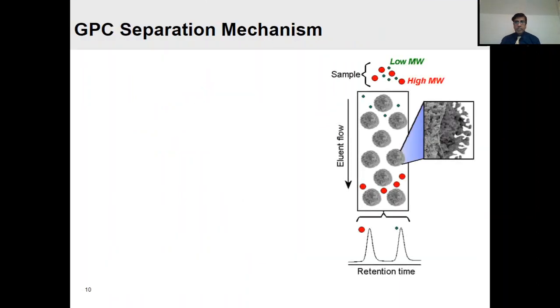Now in this picture, the phenomenon can be shown. Look at the top right corner: I have a polymer sample which has three different types of molecular weight, and this is in the middle.